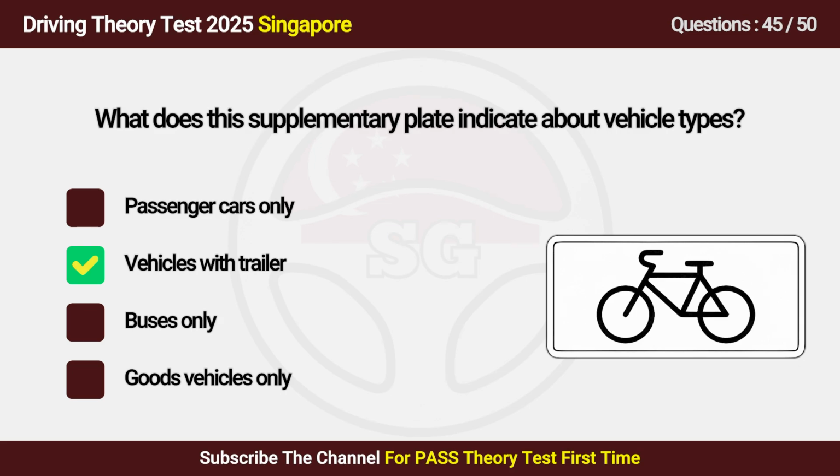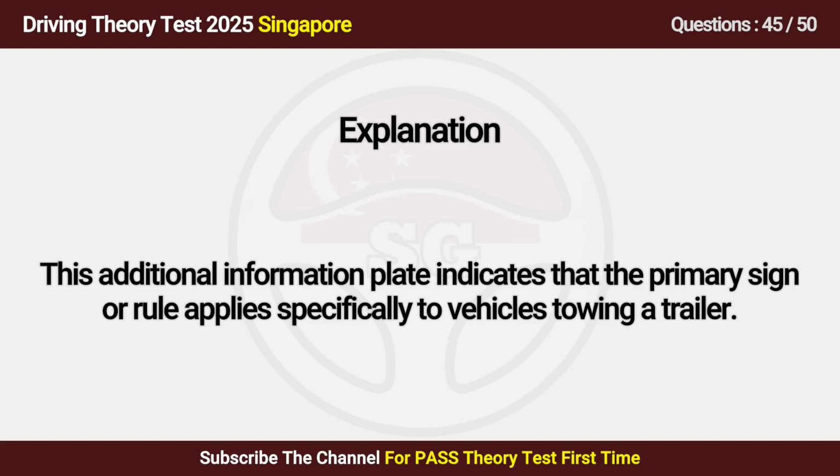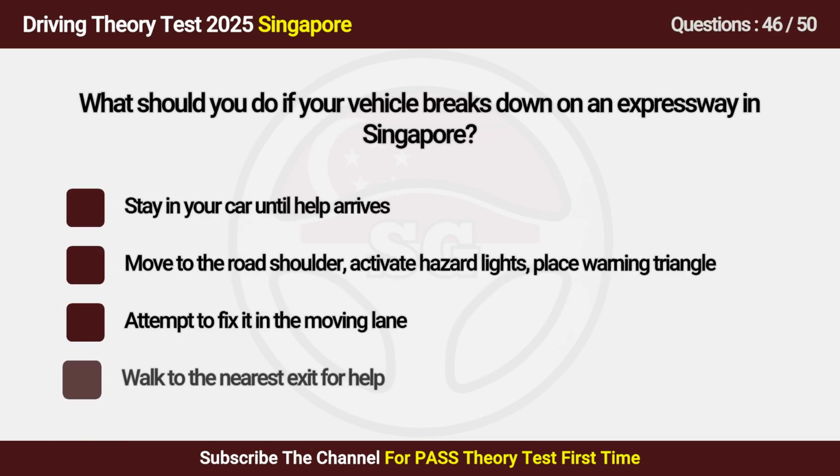Answer is B. Vehicles with trailer. This additional information plate indicates that the primary sign or rule applies specifically to vehicles towing a trailer. Question 46. What should you do if your vehicle breaks down on an expressway in Singapore? A. Stay in your car until help arrives. B. Move to the road shoulder, activate hazard lights, place warning triangle. C. Attempt to fix it in the moving lane. D. Walk to the nearest exit for help.